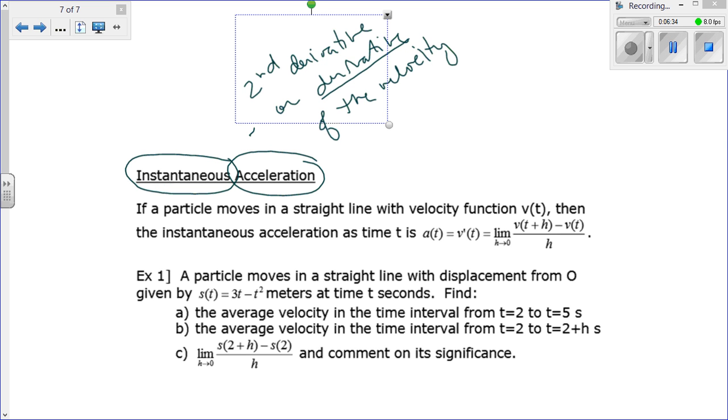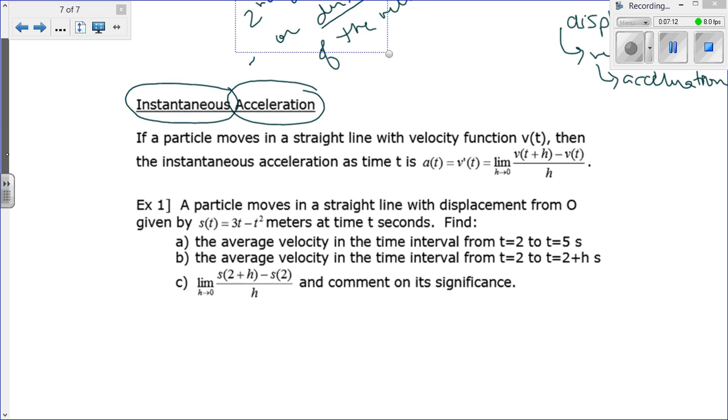Yesterday in class, I kind of mentioned that you have your displacement function, or your position. And when you take the derivative of that, you get your velocity. And when you take the derivative of that, you get acceleration. Okay?